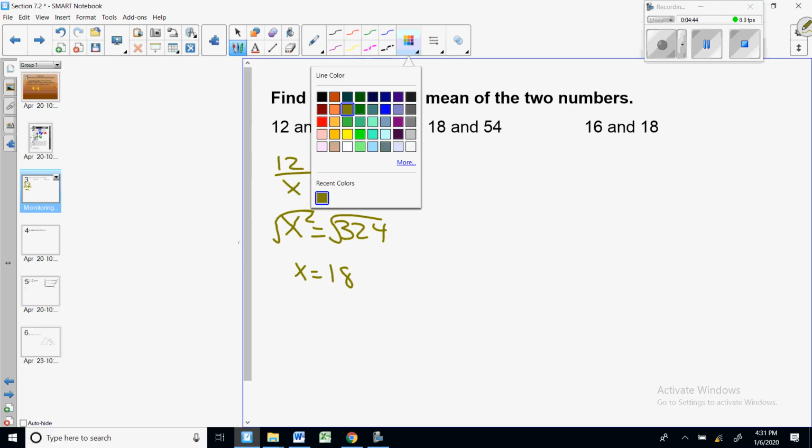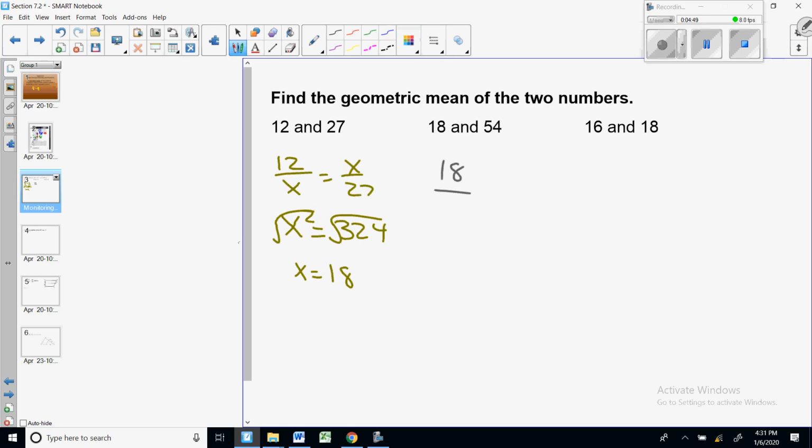For our next series of numbers, we've got 18 and 54. So we're going to have 18 over x equals x over 54. We multiply 18 times 54 together, and that's 972, and that does not come out even. So we're just going to leave our answer as the square root of 972.